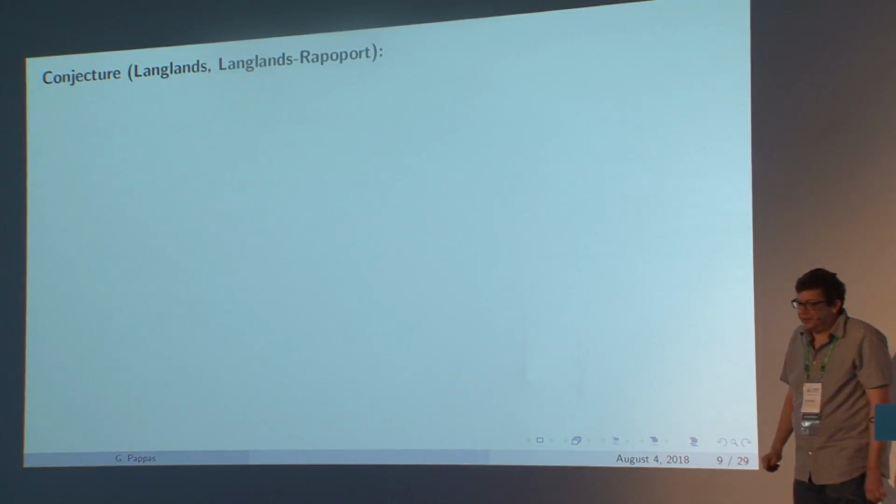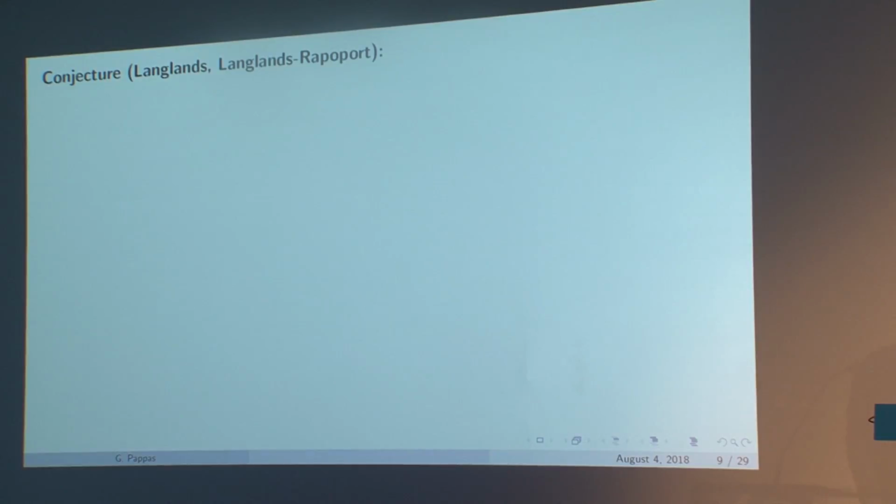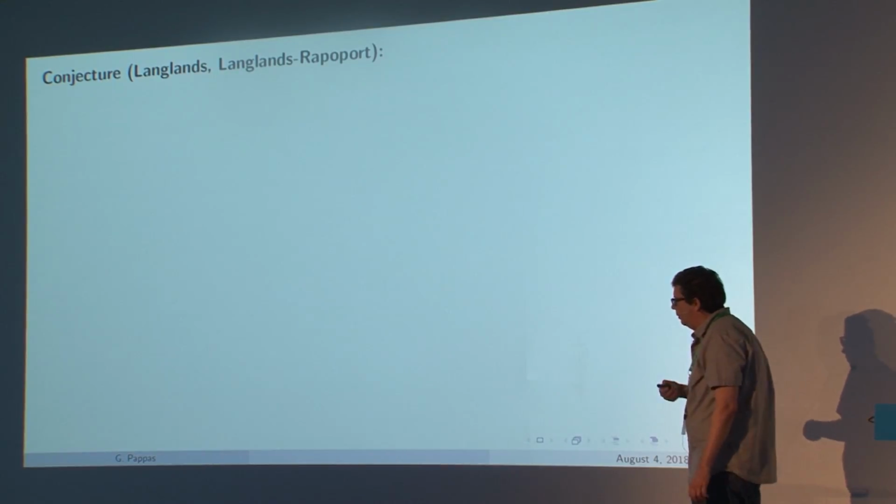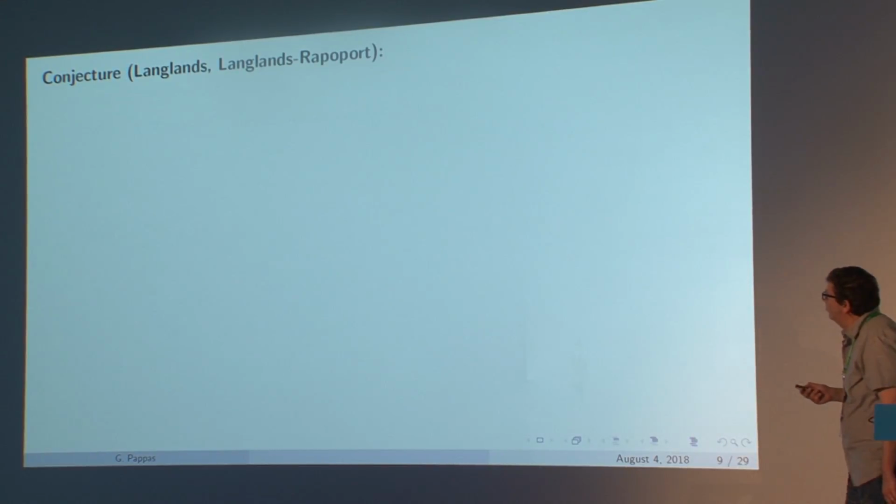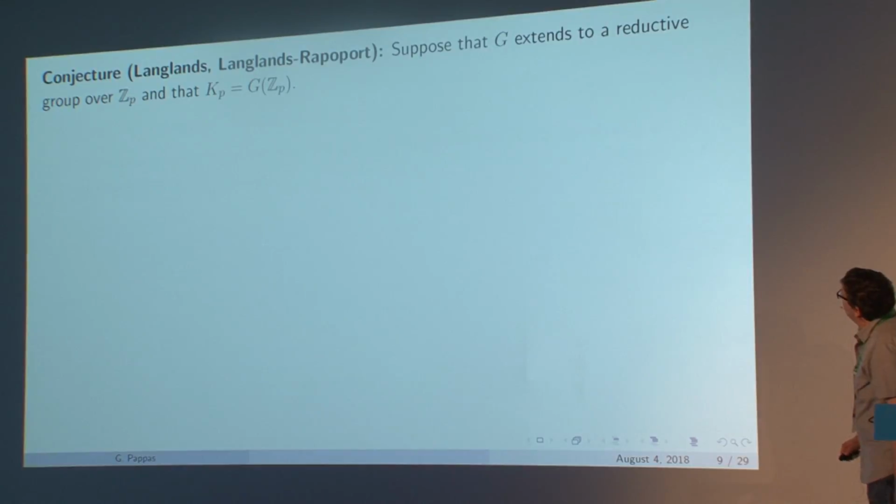Okay, so the first attempt to find some structure in this theory of reduction was this conjecture, a first vague conjecture of Langlands, and then it was formulated more carefully in the paper of Langlands and Rapoport, that starts as follows.